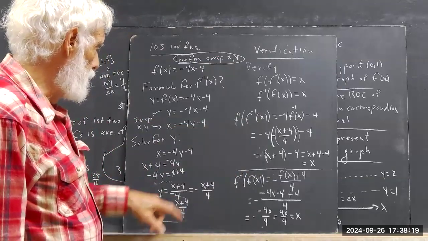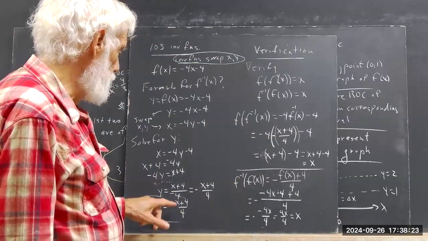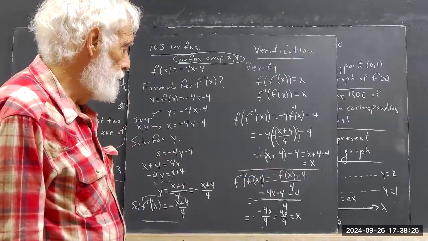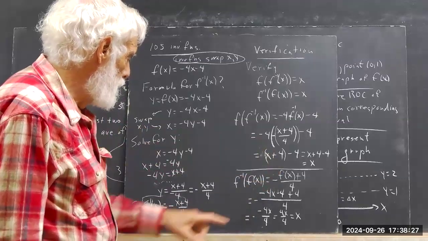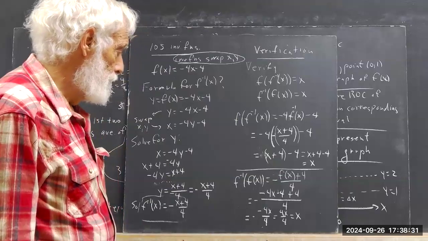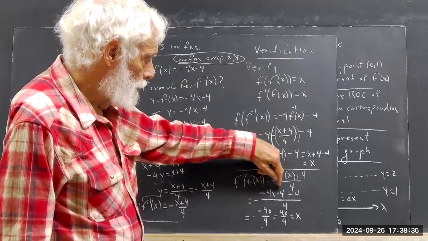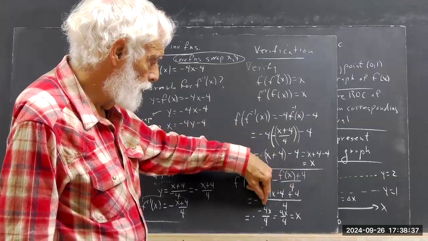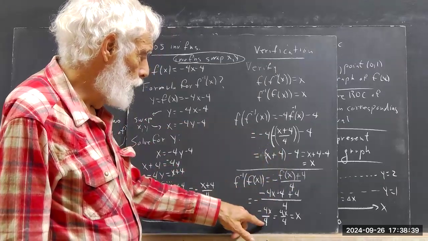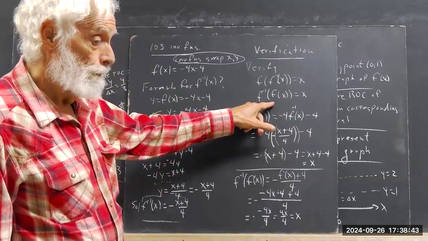Here's your formula for f inverse of x. We replace x here with f of x. So we replace this x with f of x. And then we take the formula for f of x and plug it in here. And we do simplification. Negative 4x minus 4 plus 4 is just negative 4x. That's over 4. Divide 4x by 4, we get x, and we verified this.